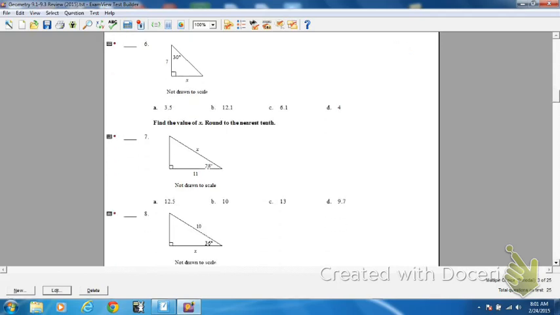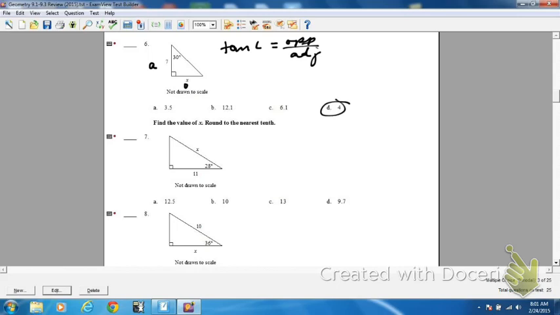Number 6, that's also a triangle that's going to use tangent. So remember, tangent of the angle is opposite over adjacent. So this is our opposite side, and there's our adjacent side. And for number 6, the answer is D, which is 4.